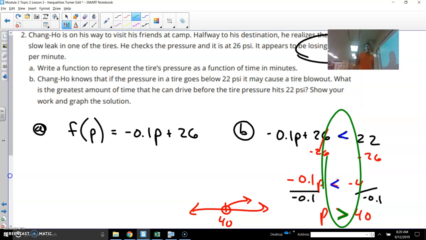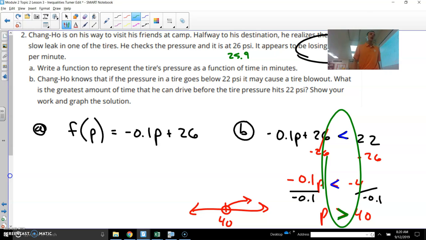And it kind of makes sense with this problem. If you didn't flip it, then saying the pressure had to be less than 40 doesn't really make sense. Or less than 40 minutes doesn't make sense, rather, because the idea is that every minute you are losing 0.1. So after 1 minute, this is at 25.9. And so you're not in trouble yet. It's once more than 40 minutes has gone by, that's when that pressure is going to start to be off a little bit.